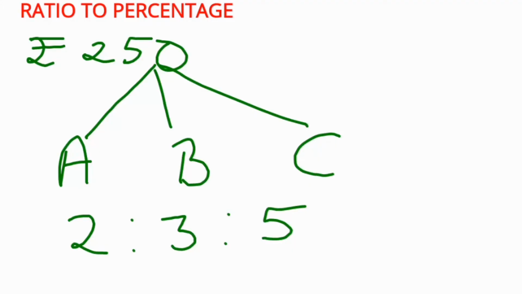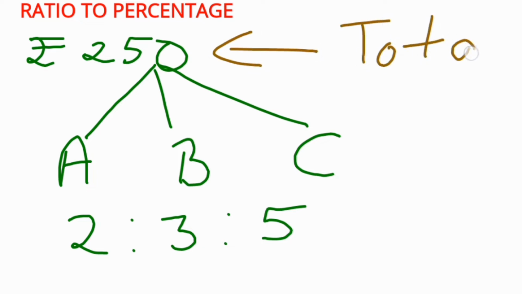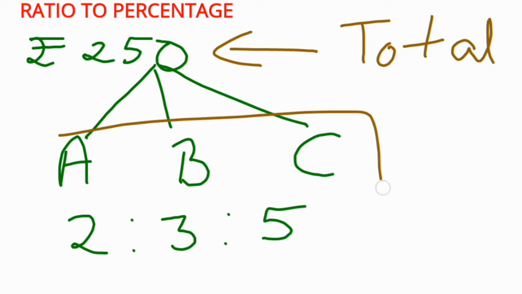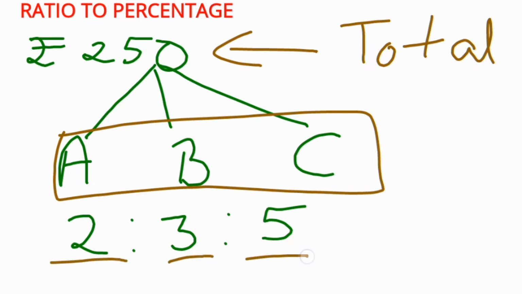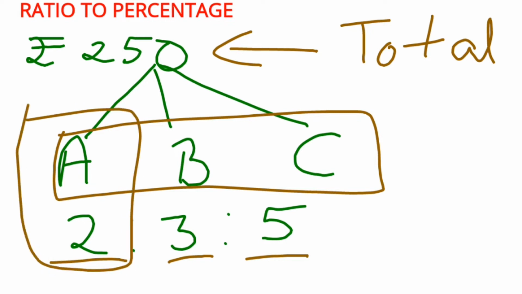Second example is rupees 250. This is the total amount given and it is to be divided among 3 siblings whose names are A, B, C, and the ratio is given to you, 2:3:5. Now let's see what amount they will receive and what will be the percentage of the money received by each of them. So first we will solve for A.